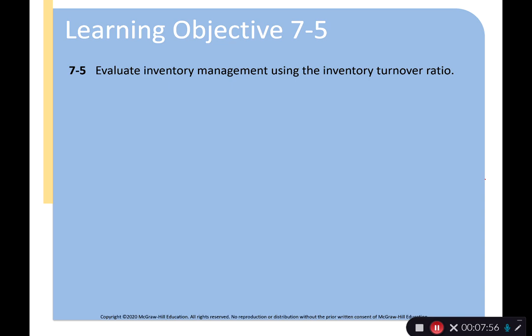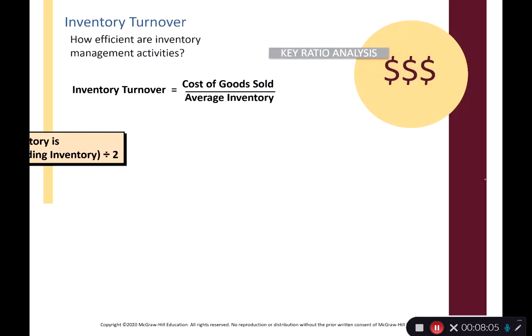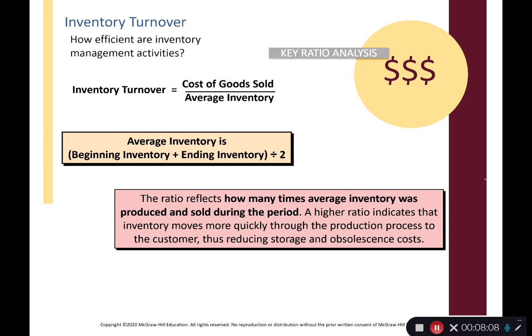Obviously, inventory has a higher chance of having a lower of cost or market issue the longer we hold on to it, because the longer we hold on to it, the higher the chance it becomes obsolete. To determine how quickly a company sells their inventory, we could calculate inventory turnover. This is similar to our accounts receivable turnover, which was a measure of how quickly we collect our receivables. Inventory turnover is a measure of how quickly we sell our inventory. It's cost of goods sold over average inventory, where average is beginning plus end over 2.